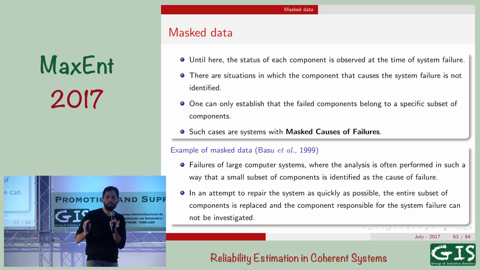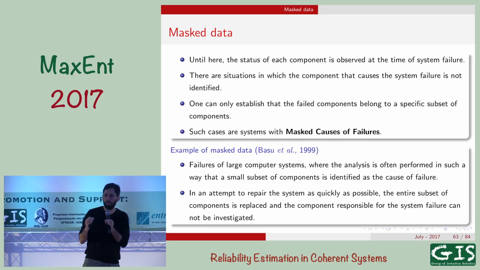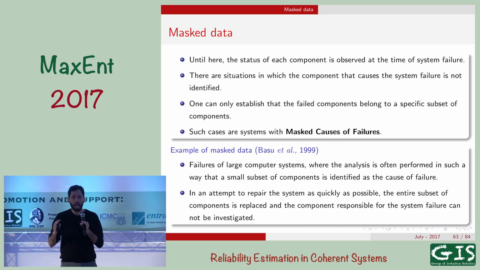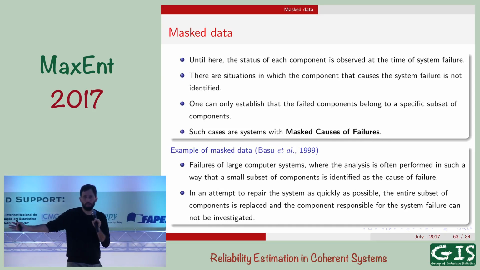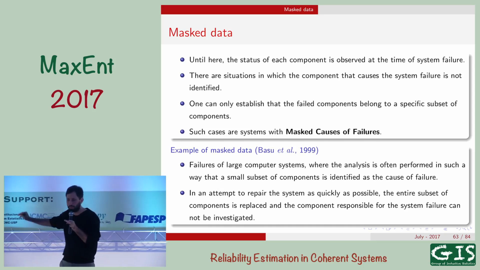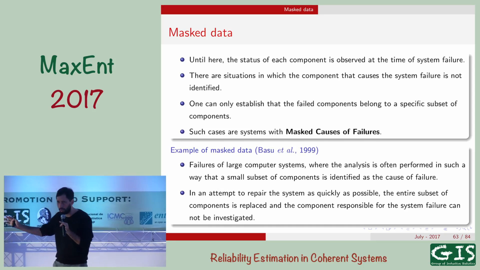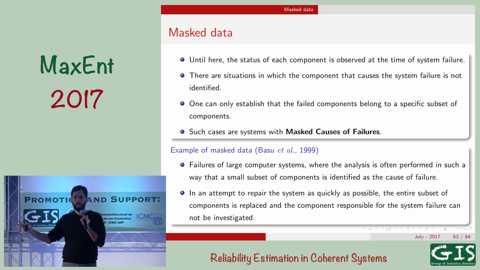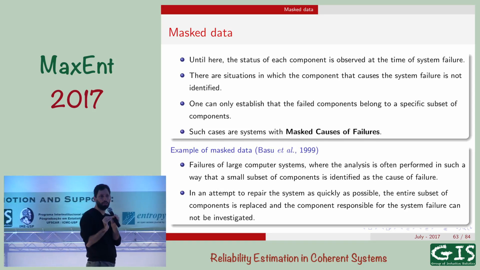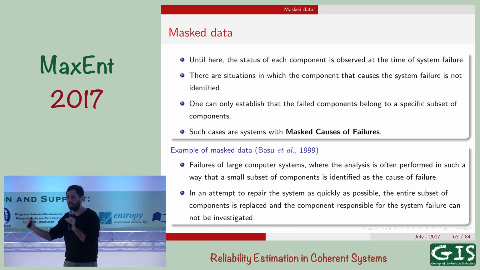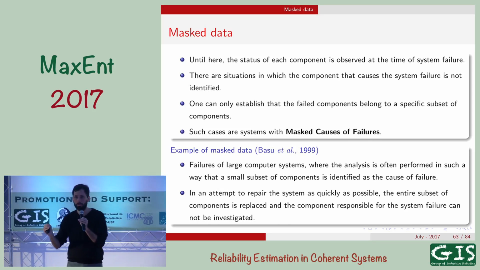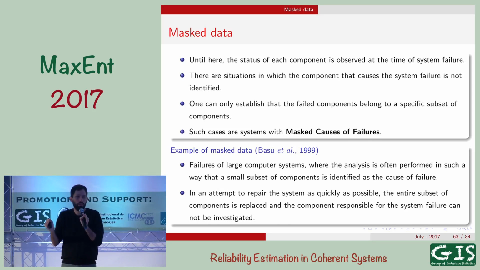But I know a set of components that produce that failure. What does this mean? If I have a system with 10 components, don't pay attention to the structure. I have 10 components, and the system fails at time 5. I don't know the component that produced the failure, but I know that the set of components 1, 2, 3, and 4 was responsible for this failure. So it was one of these.